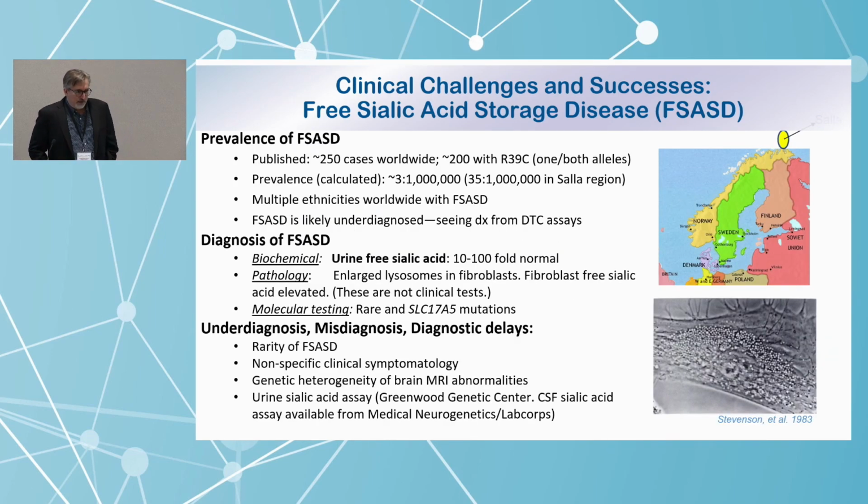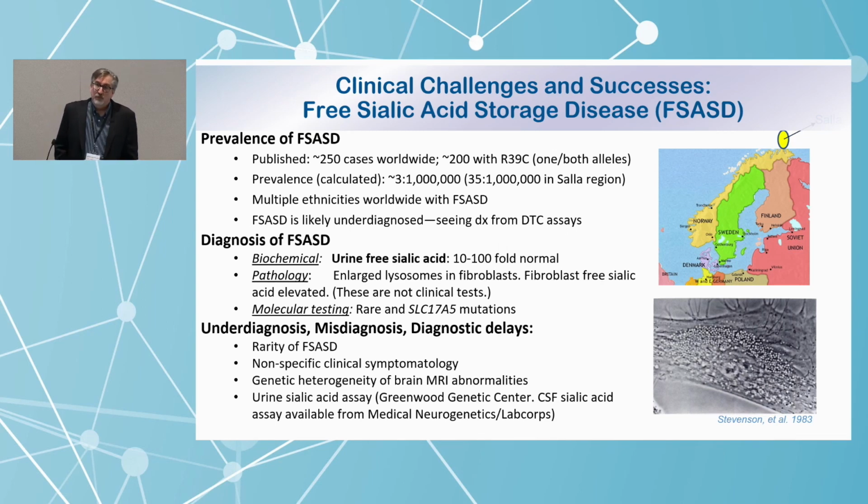The prevalence is interesting. There's about 250 cases worldwide. This is a slide that Dr. Huizing put together. And about 200 of them have one or both of their alleles as R39C. We did some prevalence calculations based upon mutation frequency rates in gnomAD and came up with a rate of about 3 in a million outside of the Salla region and about 35 in a million in the Salla region.